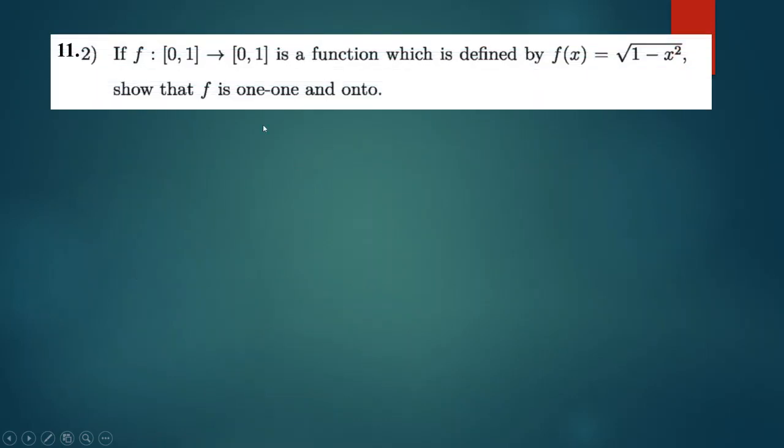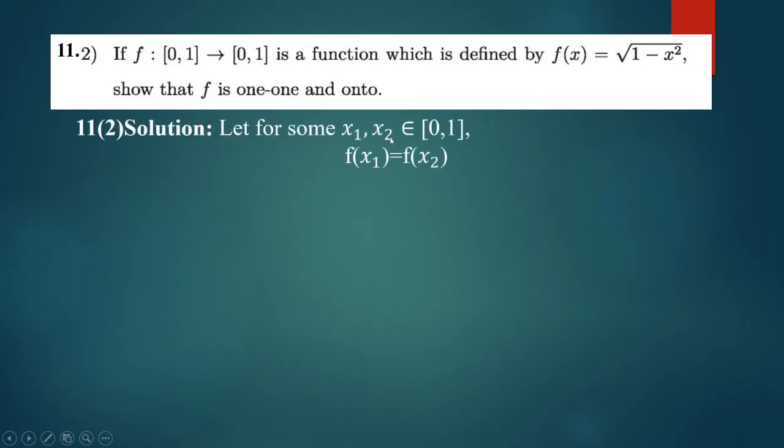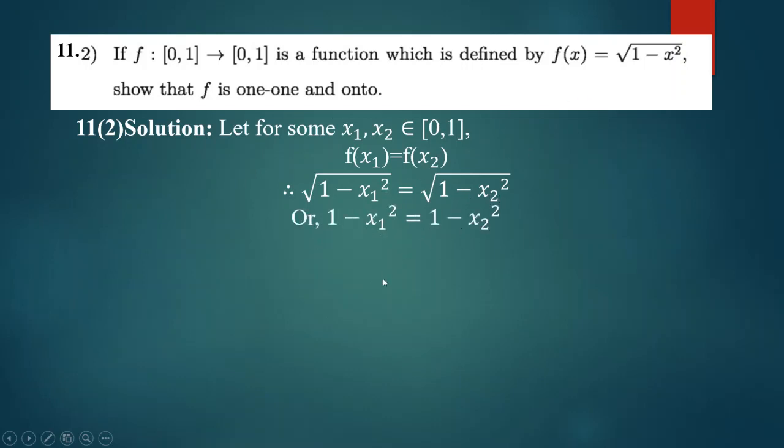Now 11.2, similarly take any arbitrary elements x1, x2 belonging to this domain. For this, f of x1 equal to f of x2. Placing x1 in place of x, then we get this, and squaring on both sides and cancelling 1 on both sides you get x1 squared equal to x2 squared, that's why x1 equal to plus minus root of x2 squared.